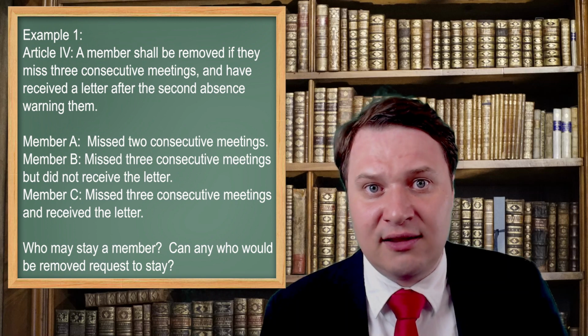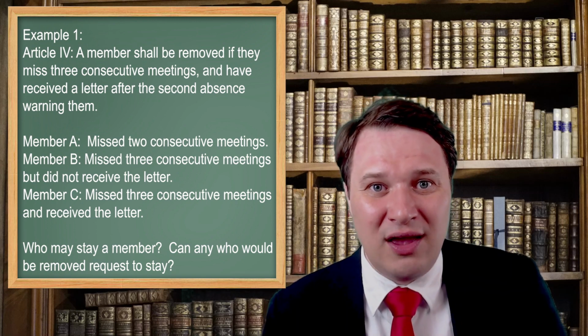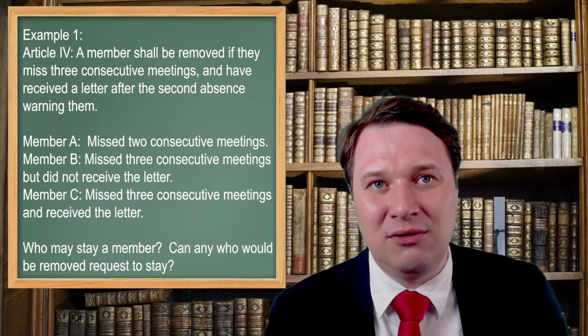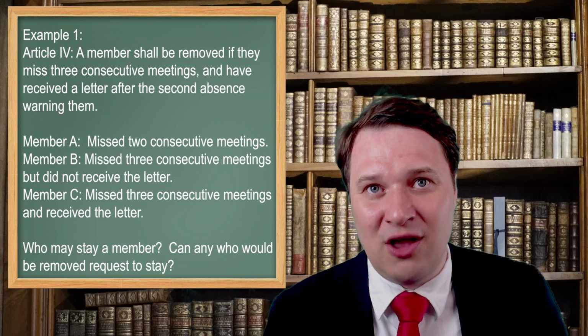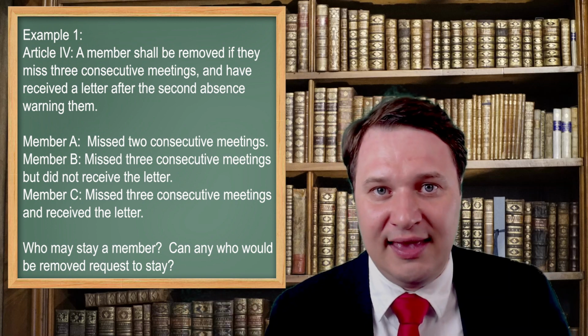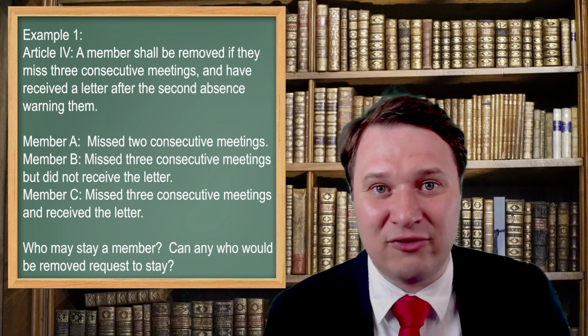What should we do about that situation? Can the society adopt a motion to keep them? Maybe even a motion to suspend the rules to allow them to stay a member by a 2/3 vote? Well, looking back at the principle, the answer is no. You cannot increase or decrease the penalty if it is spelt out in the bylaws. And so unfortunately, that member would be out of luck.